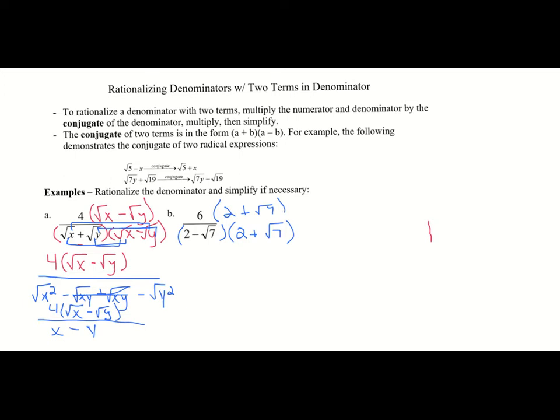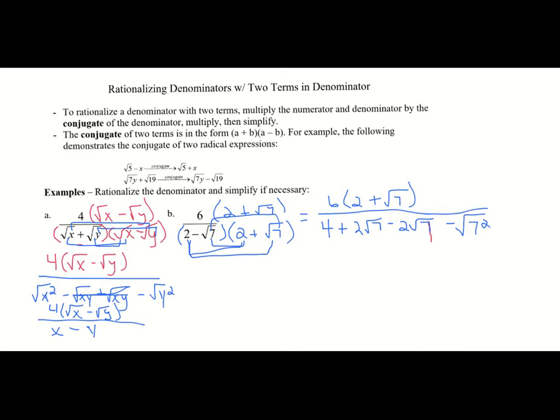And the same thing here. Again, right now I'm just going to leave the top as it is, so I'm going to make it 6 times 2 plus the square root of 7. And then I'm going to FOIL on the bottom. So 2 times 2 will give me 4. And then 2 times the square root of 7 will be plus 2 square root 7. Then we'll have the negative square root of 7 times 2, so minus 2 square root 7. And then our last ones will be minus the square root of 7 squared, or 49.